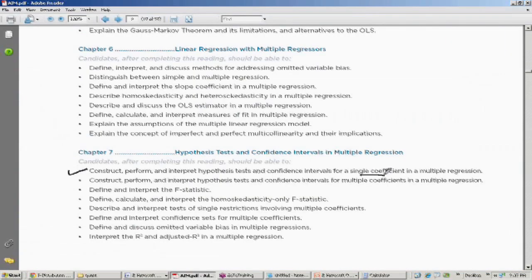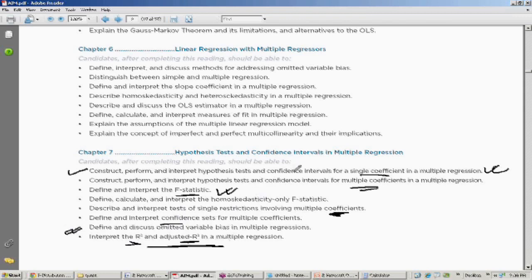So construct and perform and interpret hypothesis testing for a single coefficient. Single coefficient, we know that, single test. Multiple coefficients for more than one. Describe and interpret what is F statistics. We'll see that, interpret the homoscedastic-only F statistics. Describe and interpret tests of single restrictions involving multiple coefficients, that is the F test. Describe and interpret confidence sets for multiple coefficients. And we will cover omitted variable bias.